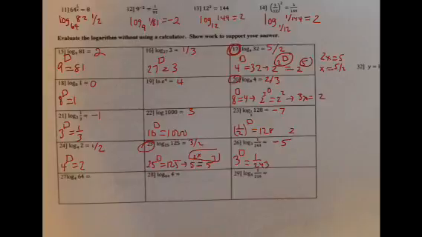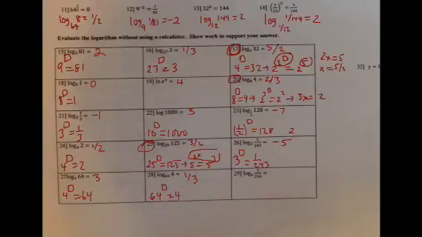Number 27, 4 to what power is 64? And that would be 3. And then 64 to what power gives you 4? Well, the cube root of 64 is 4. So this would be 1/3.